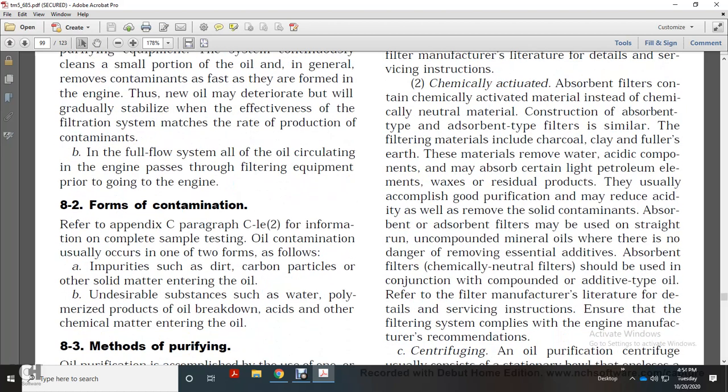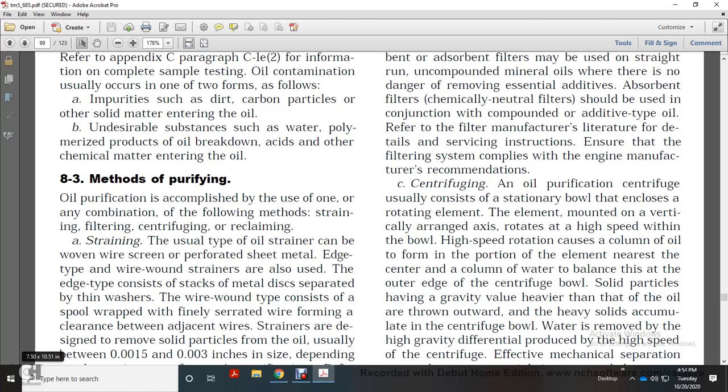Two forms of contamination. Appendix C, paragraph C1E, has the information complete with sampling test for oil contamination. Contaminants usually cover two forms: impurities such as dirt, carbon particles, and other solid material entering the oil; and undesirable substances such as water, polyamide products, oil breakdown acids, and other chemical material entering the oil.